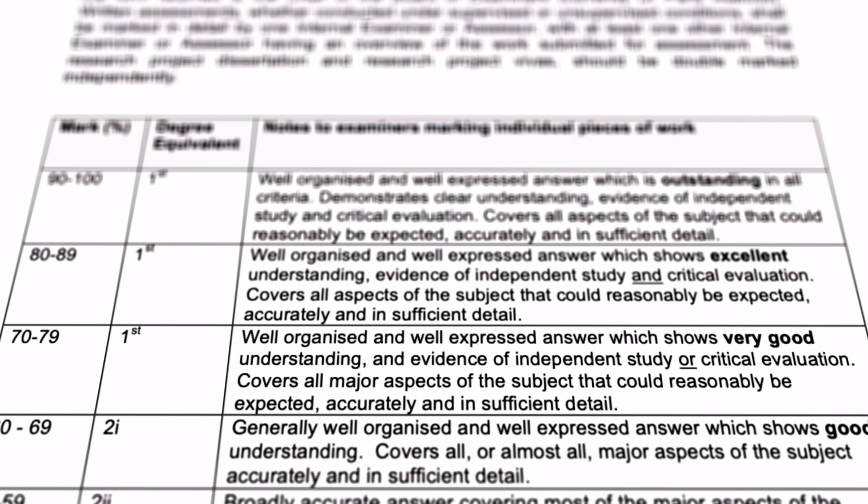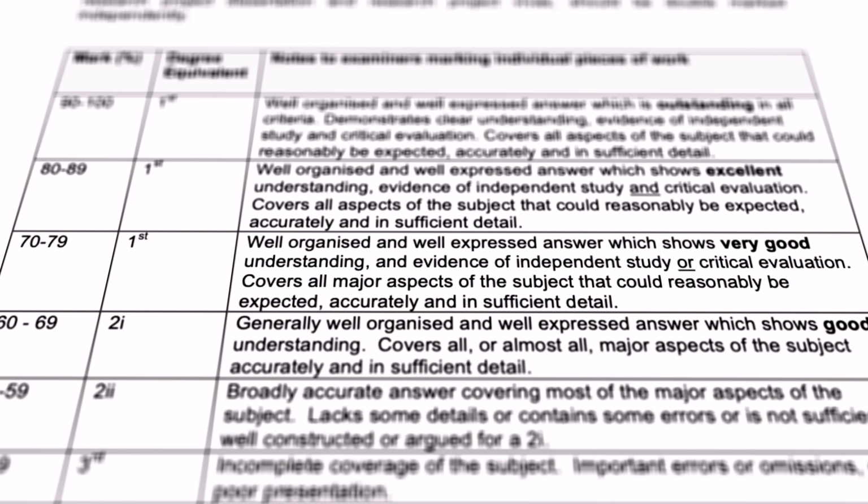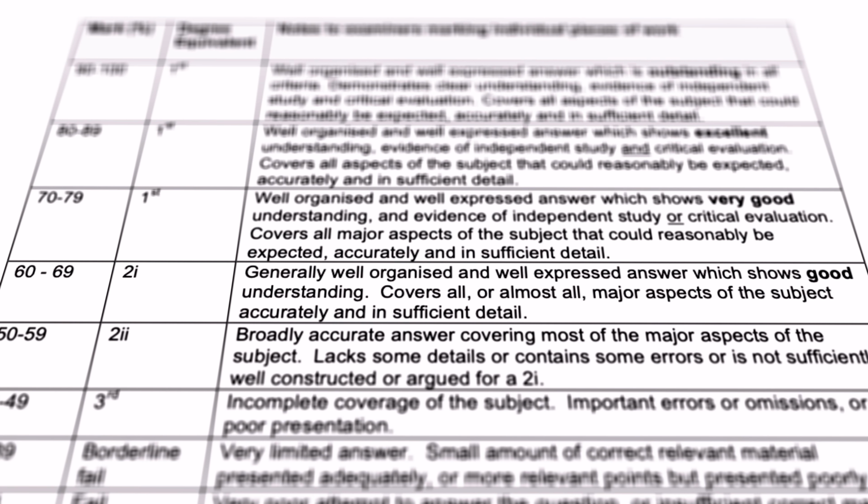So let's focus on the top bracket. In order to get a first class in an essay at the university I was at, the mark scheme said that a well organized and well expressed answer which shows very good understanding and evidence of independent study or critical evaluation. The specific thing that's highlighted here is evidence of independent study or critical evaluation, because that is the differentiating factor between the grade below it, which was described as generally well organized and well expressed, similar to the top one, which shows good understanding, but then there's no mention of evidence of independent study.